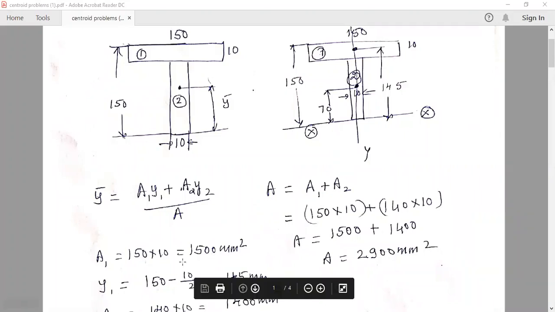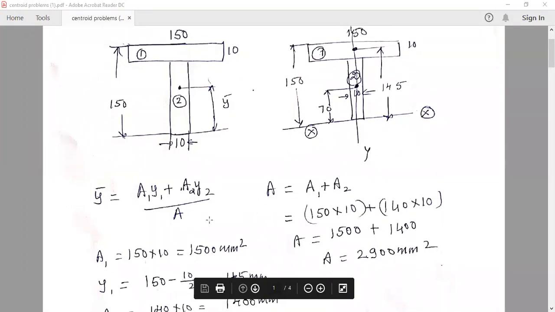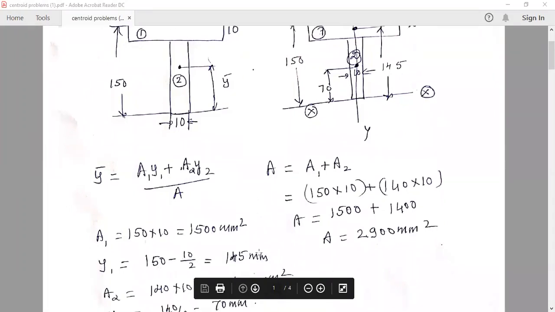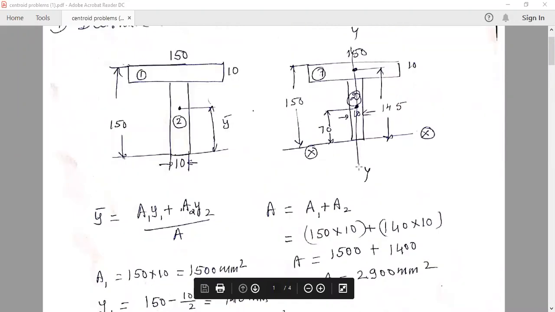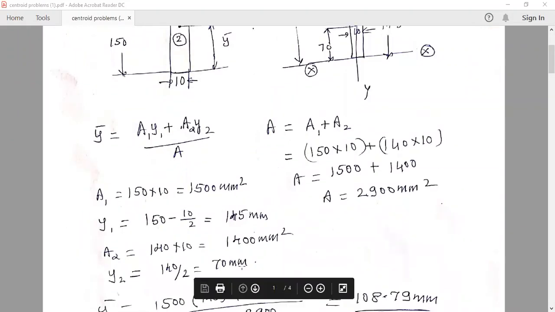y1 is 150 minus 10 by 2, d by 2. Minus 10 by 2, 150 minus 10 by 2, 145. Now you know A2, the second rectangle. A2 is the area, 140 into 10, and the centroid of this rectangle is the center, where the two diagonals of this rectangle meet. This distance is 140 by 2, that is 70. y2 is 140 by 2, 70 millimeter.